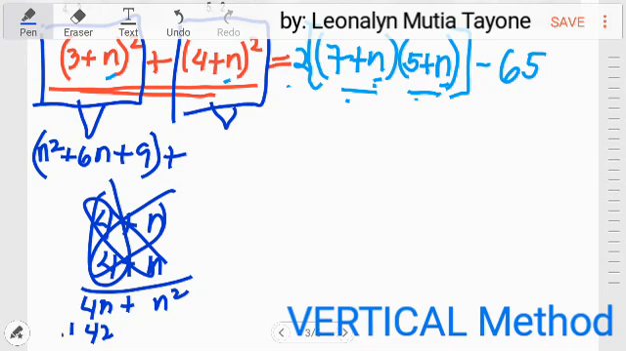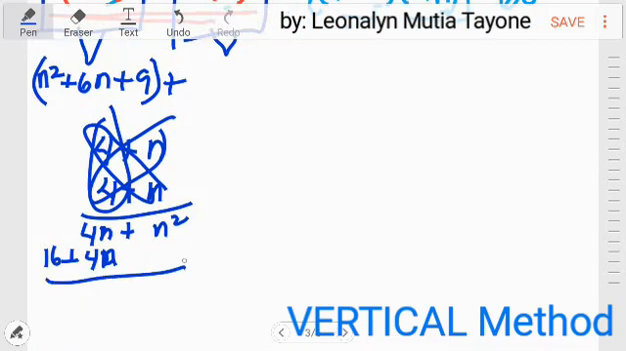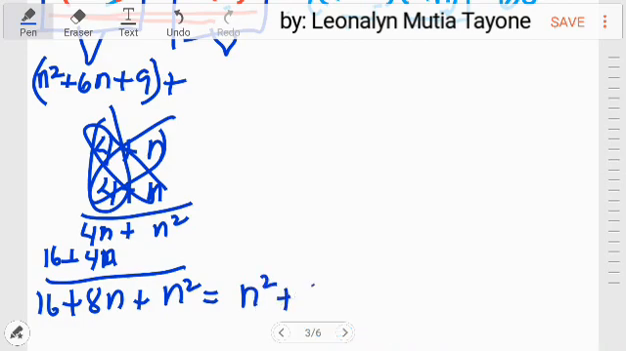Tapos, 4 times 4 equals 16. This is 4n. I-add natin. This is n squared plus 8n plus 16. Pareho lang yan sa n squared. I-arrange natin. 8n plus 16.